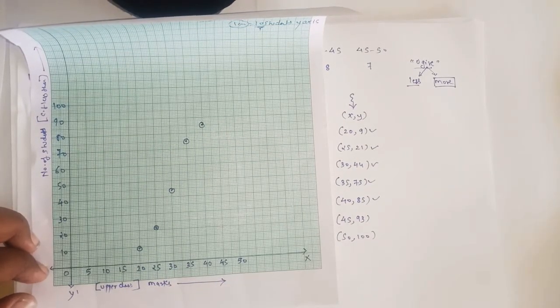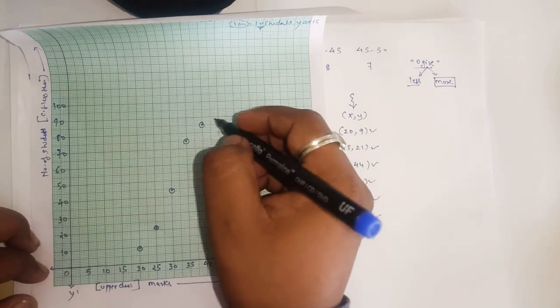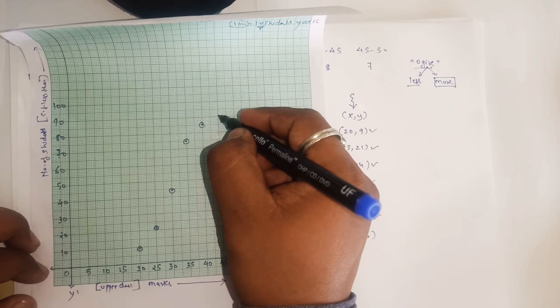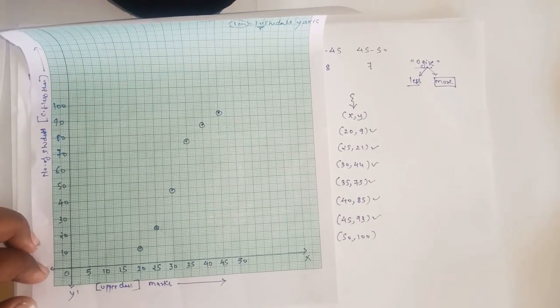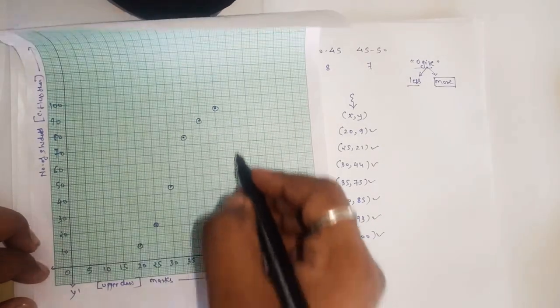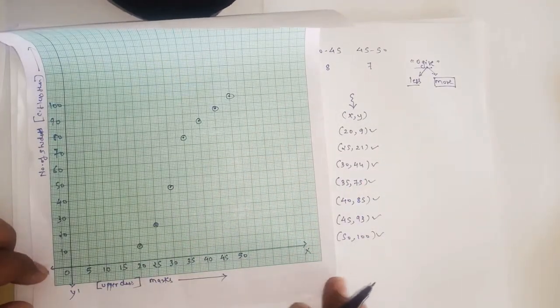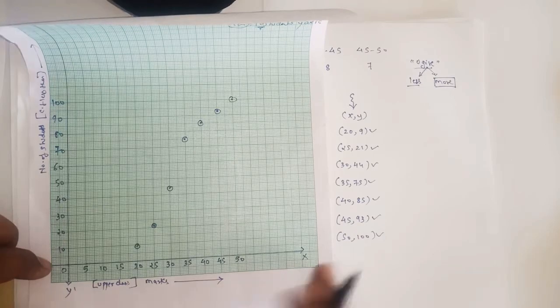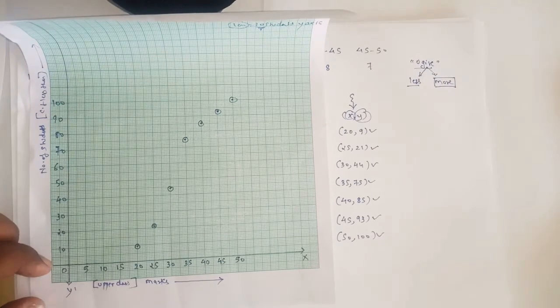Then after that 45 comma 93. This is 90, so somewhere here 45 comma 93 will come. And the last one is 50 comma 100, which will come here. So in this way you have to plot the points. Your x is the upper class boundary, and y is the cumulative frequency.